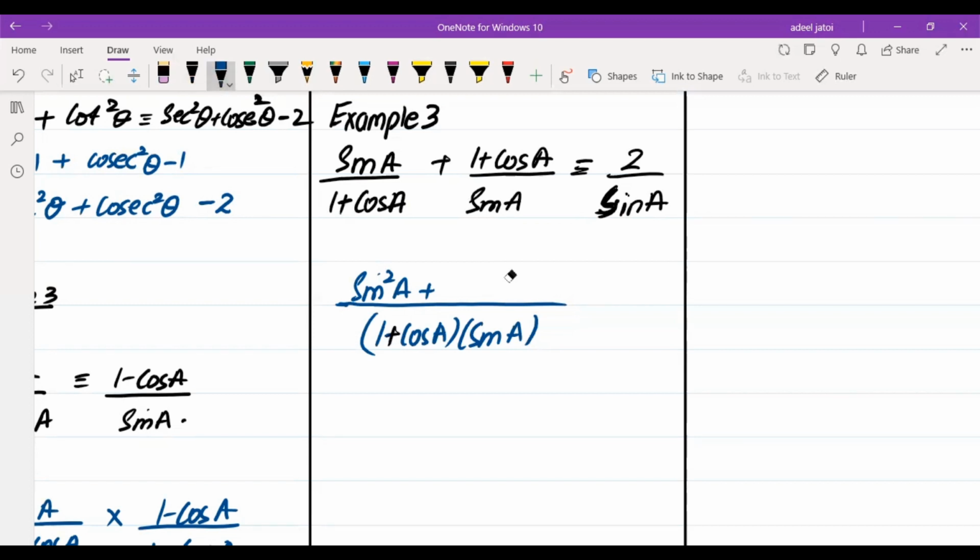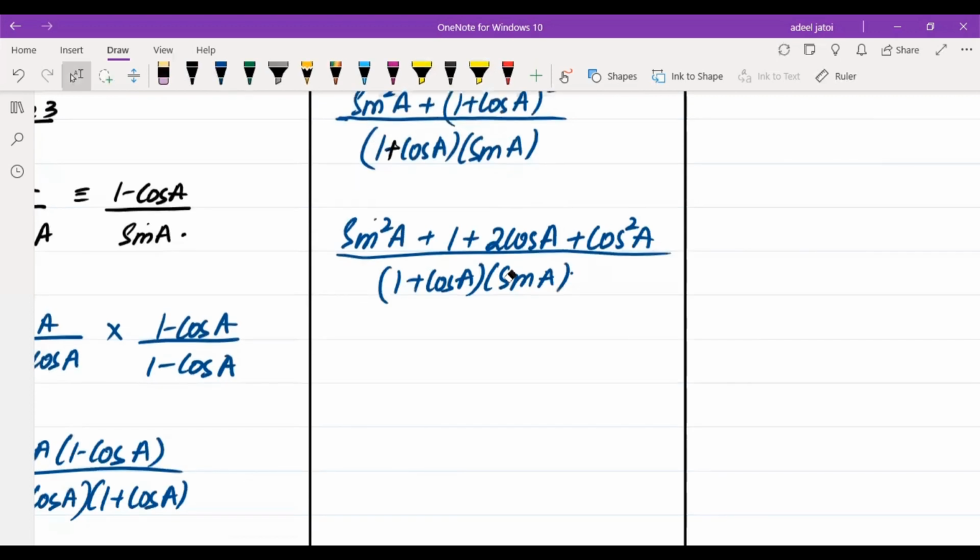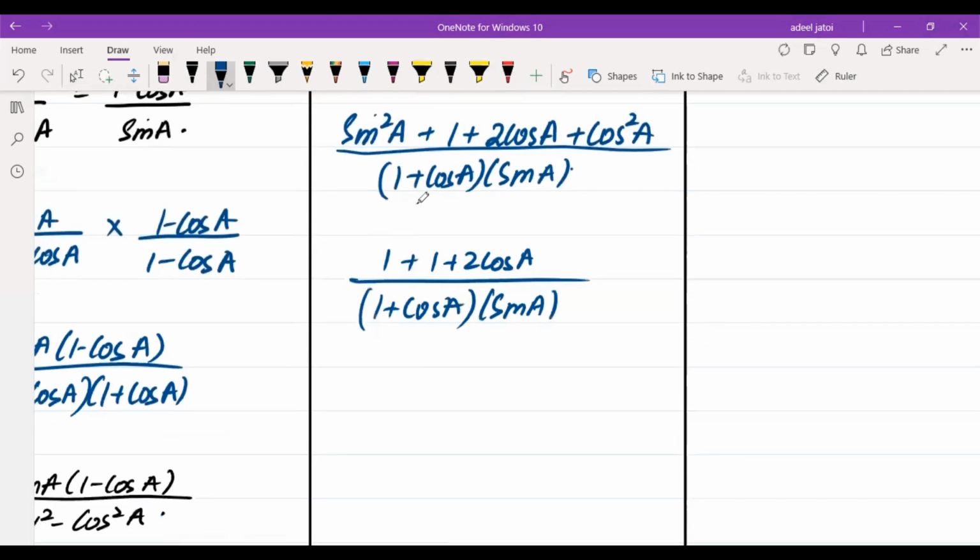Now let's say that we have 1 plus cos A, so we can always write this as 1 plus cos A whole square. Now when we have this, we can write this as sine square A plus 1 plus 2 cos A plus cos square A upon 1 plus cos A and sin A. Now, moving forward, your identity sin square A plus cos square A, when we use them together, we will always have 1. So if we write down 1 in place of sin square A plus cos square A, 1 plus 1 is 2. So 2 plus 2 cos A upon 1 plus cos A and sin A.